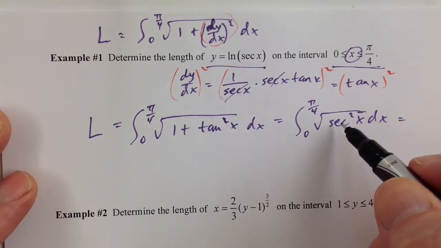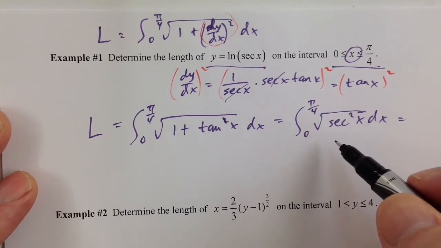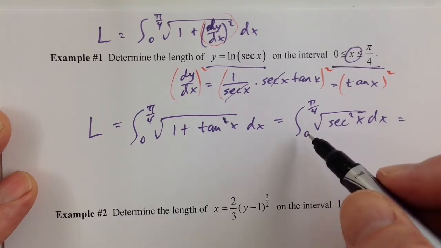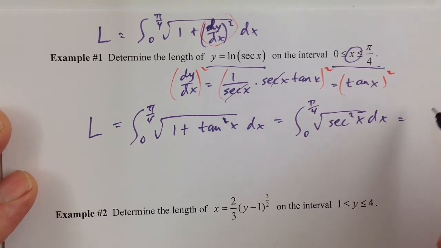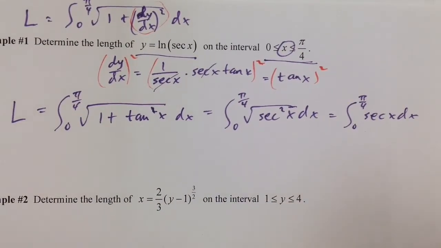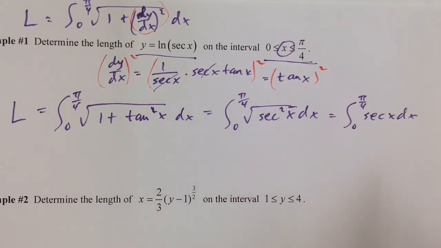But do we need the absolute value bars from 0 to pi over 4? No, the secant is positive. Secant is 1 at 0, but it's positive all the way to pi over 4. So we really don't need that. Not really, we don't need the absolute value bars, but it's important to make sure you recognize that in general, the square root of something squared is the absolute value of that something.